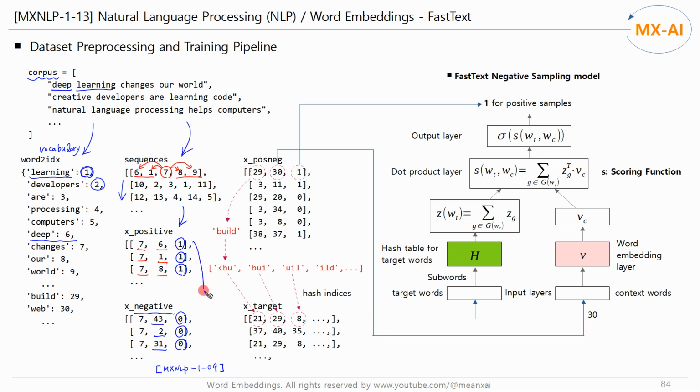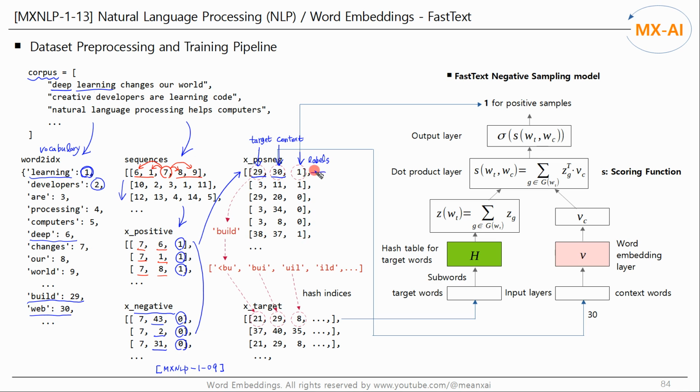Next, we combine the positive and negative samples into a single dataset and shuffle them. The first column contains target words. The second column contains context words. The third column contains labels. The word corresponding to token ID 29 is build, and the word corresponding to token ID 30 is web. This dataset will be used as the training input for the FastText model.